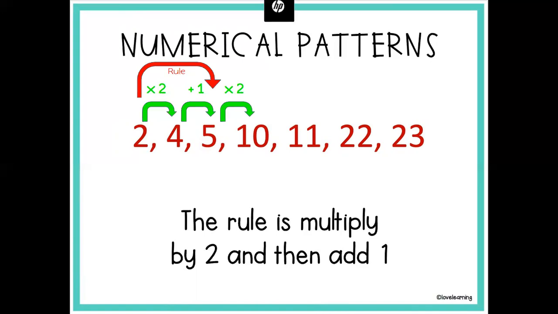5 times 2 is 10. 10 plus 1 is 11. 11 times 2 is 22. 22 plus 1 is 23. Kind of cool, huh? Patterns are fun to find. Now, sometimes it can be frustrating because maybe we don't see it right away. But remember that these numerical patterns always have a pattern. You just kind of have to dig deep sometimes.